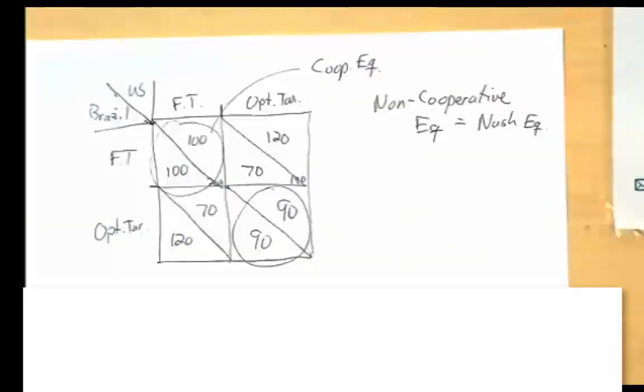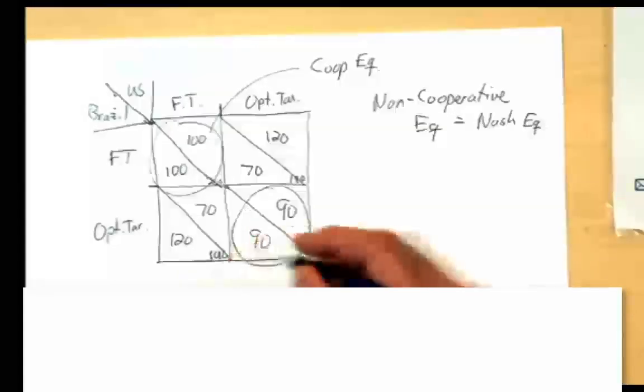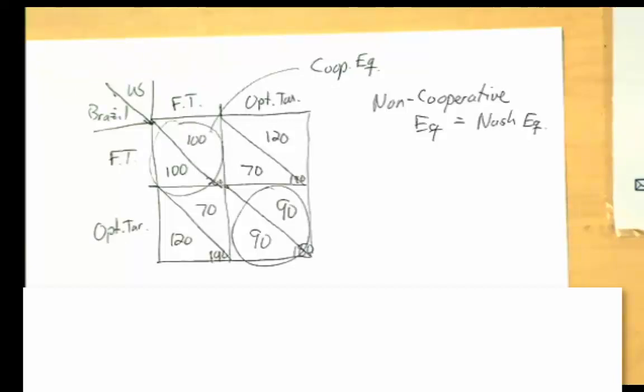The cooperative equilibrium is the equilibrium that would be found in a game like this that maximizes the sum total welfare that accrues to the two parties. That's the 200 up here, which is greater than the 190s on the cross diagonals, and is greater than the 180 that's over here. So the best outcome from a cooperative perspective is to choose free trade, free trade.